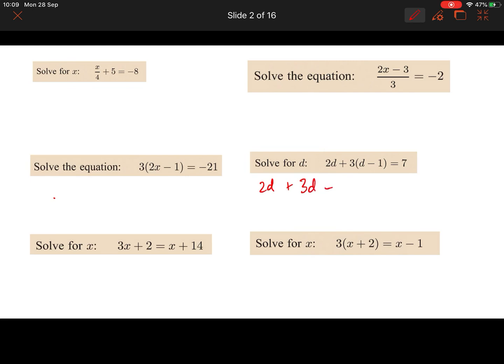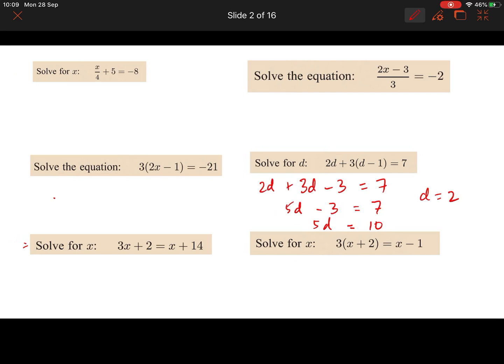I don't really think that the next question is any harder, really. Just expand the brackets. So you're going to get 2d plus 3d minus 3 equals 7. And then simplify the left-hand side. So you're going to get 5d minus 3 equals 7. 5d equals 10. d equals 2. Okay, again, flashing through it very quick. If there's anything you're not sure about, do let me know.